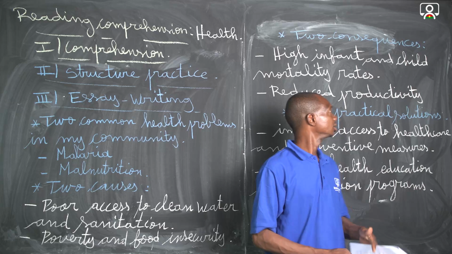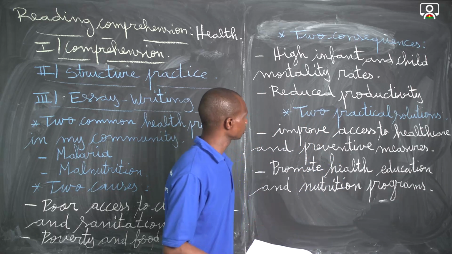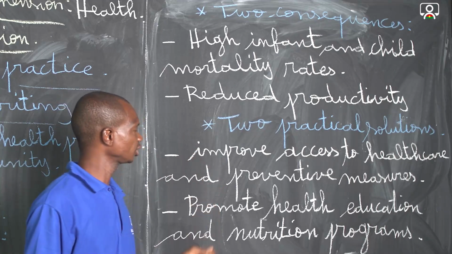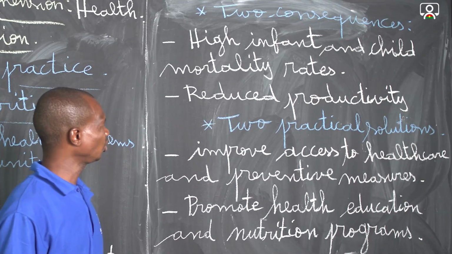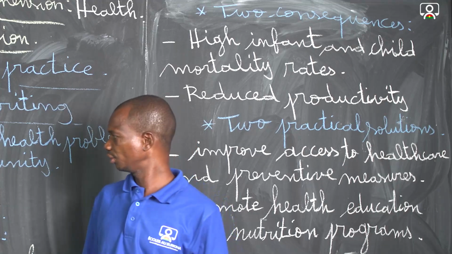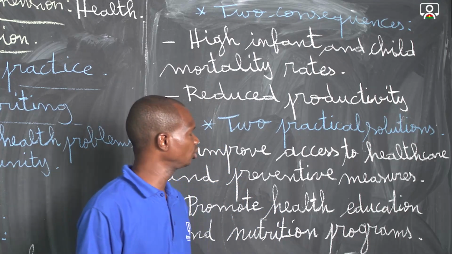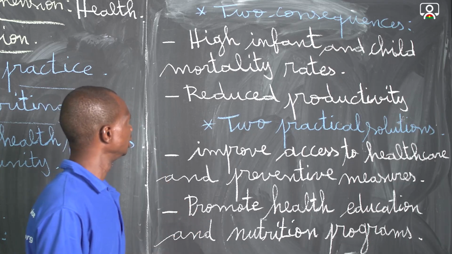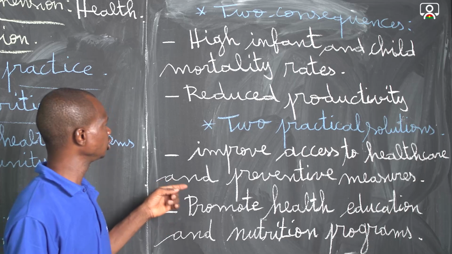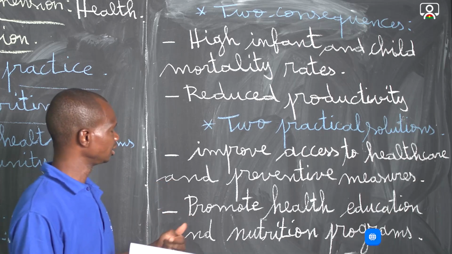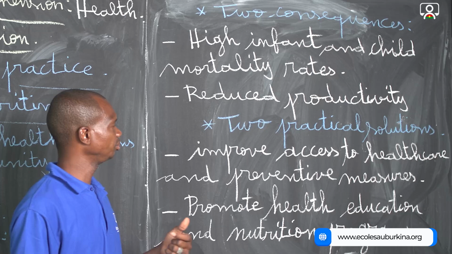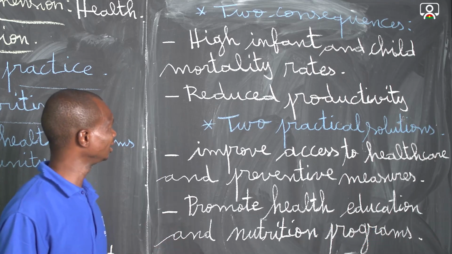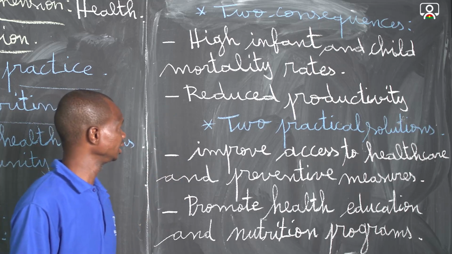Okay, and now about the consequences. We have high infant and child mortality rates. Because of malnutrition and malaria, we note the death of many children. Because of this malnutrition and the poverty which threatens many people, we have high infant and child mortality rates.